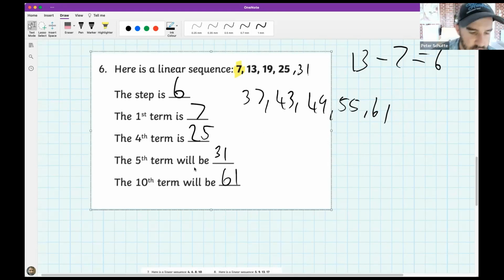Yes, well done. Fantastic. Okay, so what I see is the majority of students are comfortable with this idea of moving down a list. We talk about the position in the list, and we talk about the value of the item in the list. So the 10th term is the 10th item in the number pattern, but its value is not 10, its value is 61. Okay, fantastic.